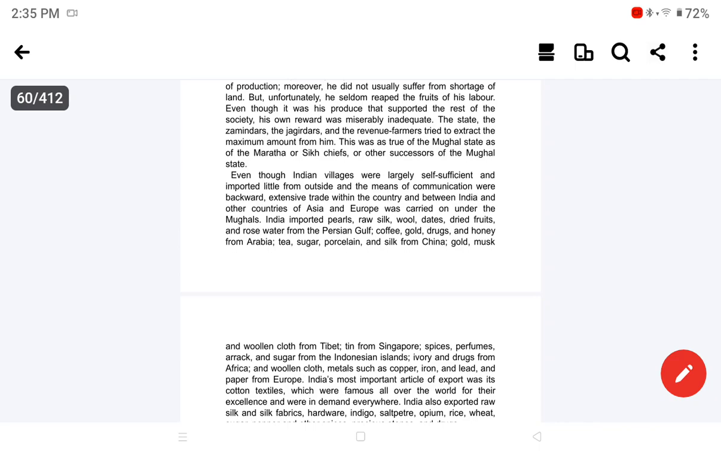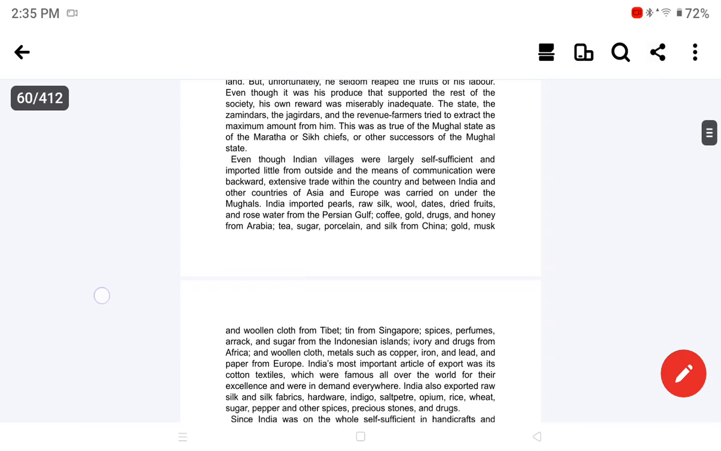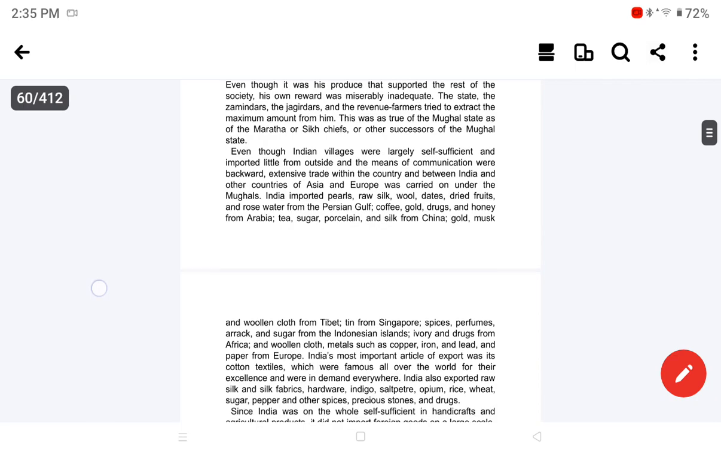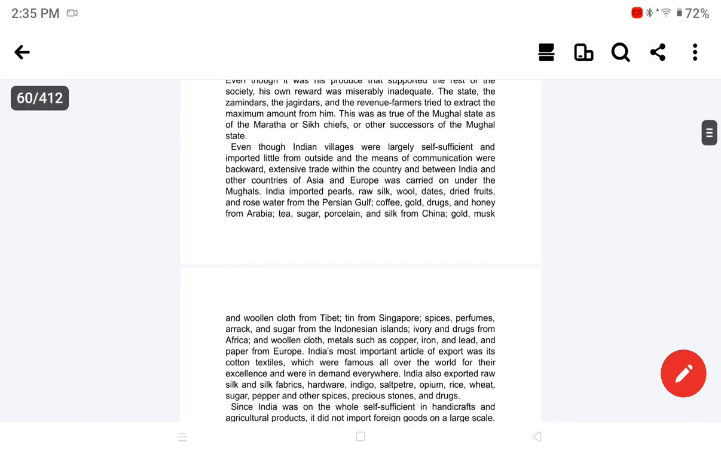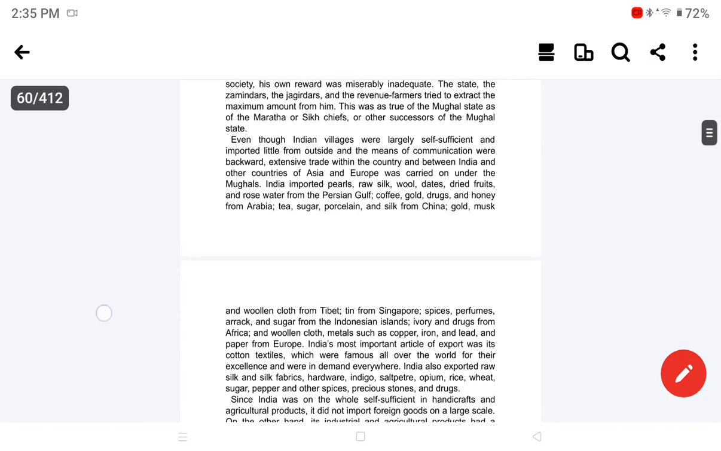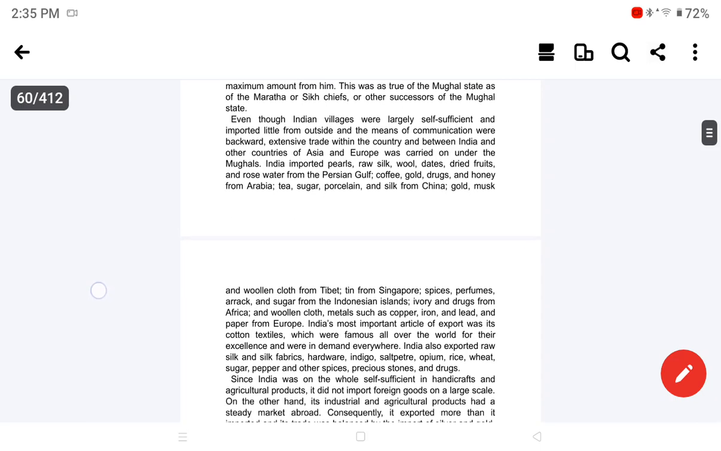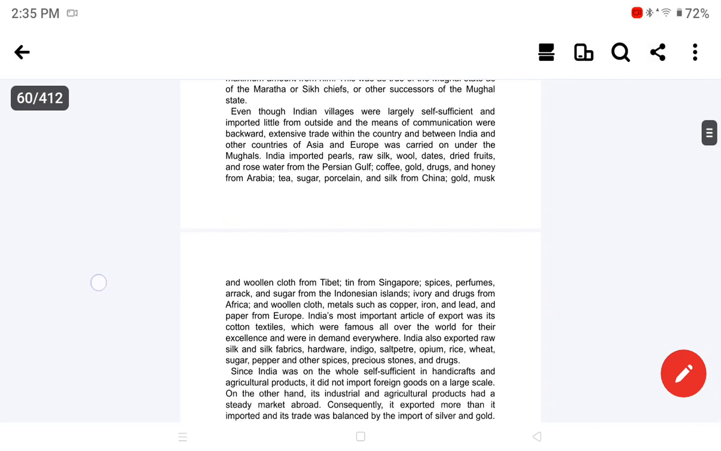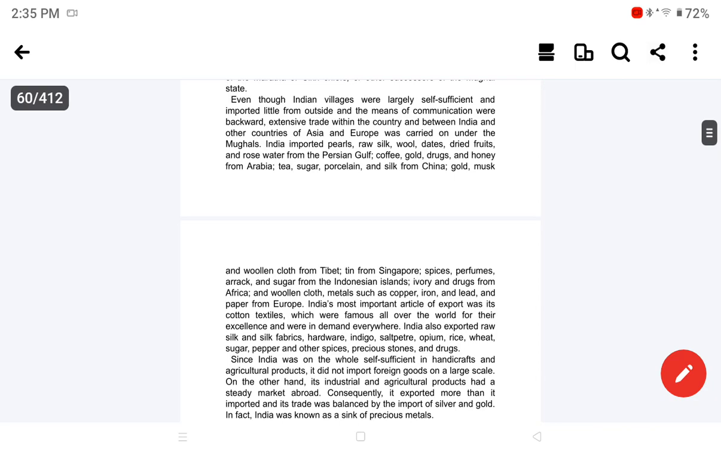The state, the zamindars and jagirdars, and the revenue farmers tried to extract the maximum amount from him. This was as true of the Mughal states as of the Maratha or Sikh chiefs or other successors of the Mughal state. Even though Indian villages were largely self-sufficient and imported little from outside, and the means of communication were backward, extensive trade within the country and between India and other countries of Asia and Europe was carried on under the Mughals.